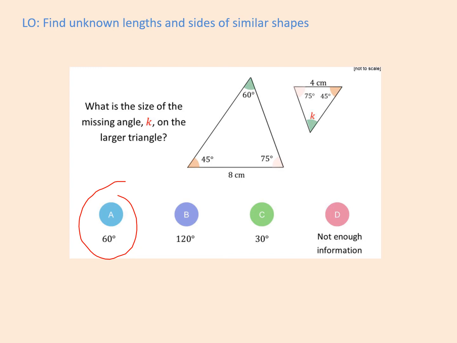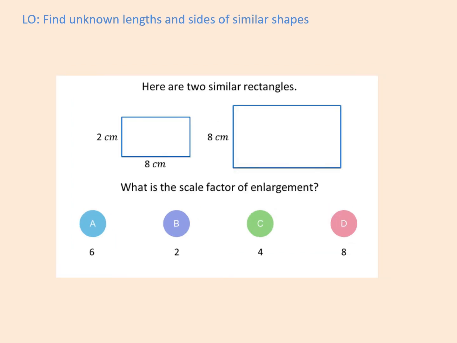So K is 60. Okay, here are two similar rectangles. Okay, what's the scale factor of enlargement? The factor. Have a think. Okay, you've got it? A, B, C, or D? Pause it if you haven't. Okay, 8 divided by 2, 4. Scale factor of enlargement is 4.